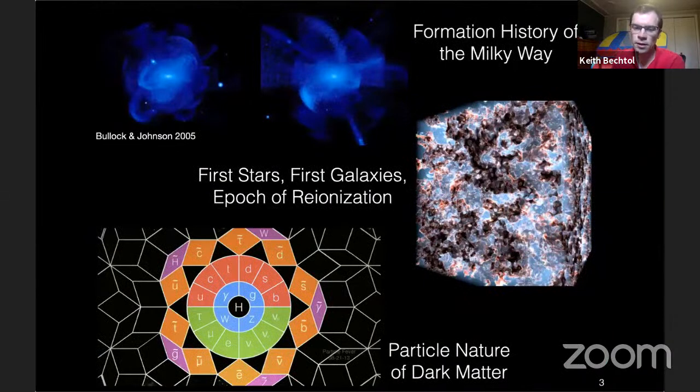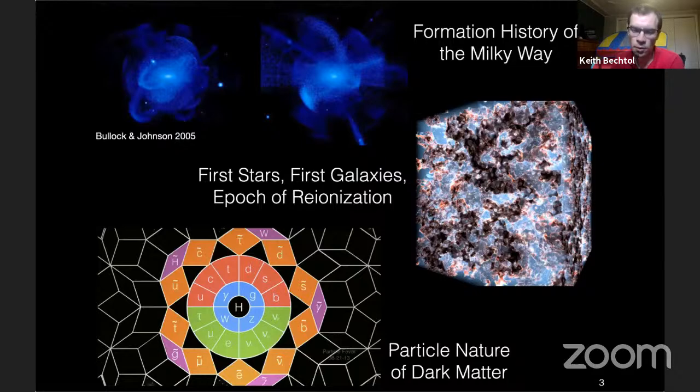So in terms of the types of questions that we'd like to answer, the Milky Way stellar halo is an outstanding place to learn about the history of the formation of the Milky Way, and by extension, other galaxies as well. There's a huge amount of information that's encoded in the stars, both in their chemical information and their dynamics, about how our galaxy came into existence.